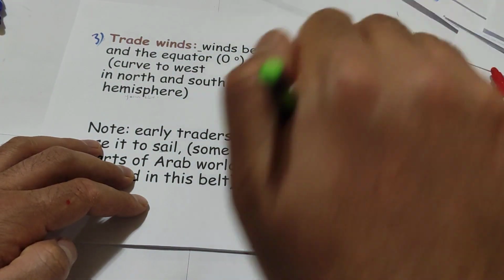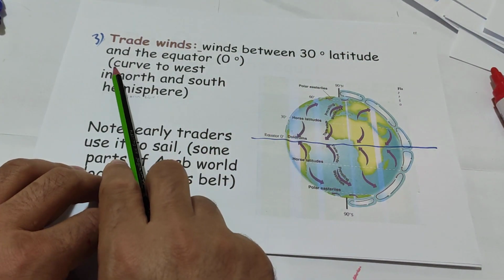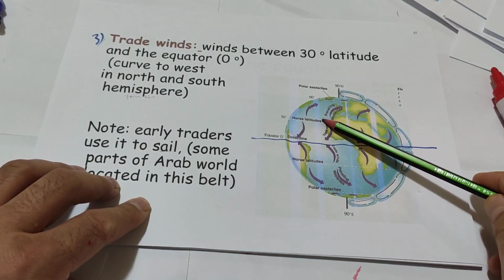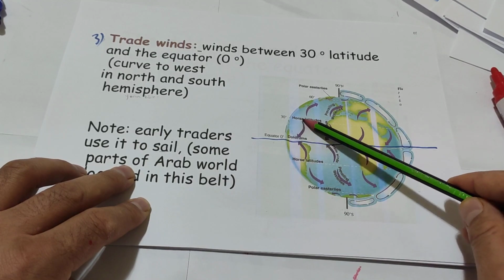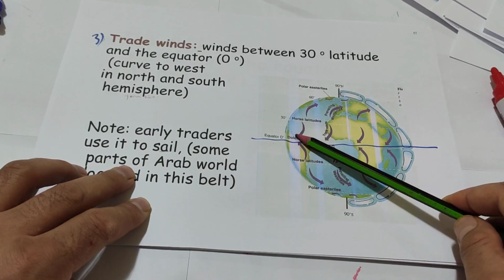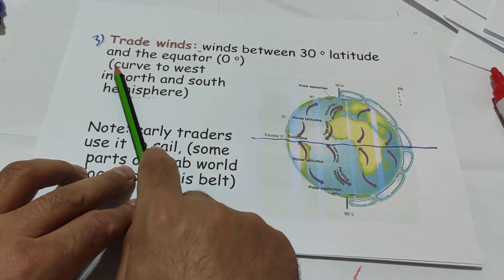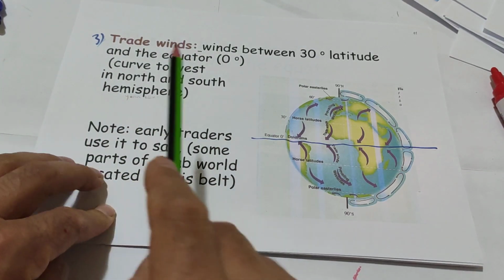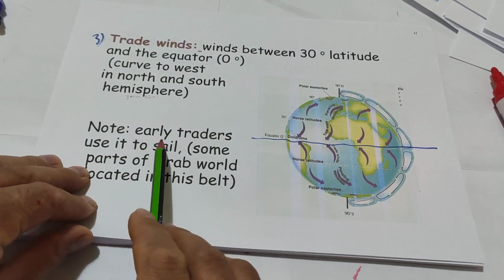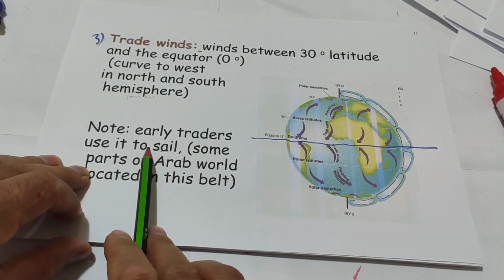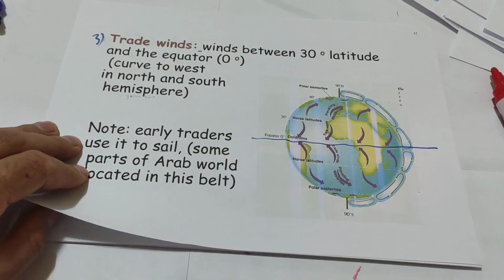Third kind of global winds, trade winds, winds between 30 latitude and 0 latitude. That means from 30 latitude, the horse latitude, to the equator, 0 latitude. So here from 30 latitude to 0 latitude, we call trade winds. They curve to the west in the north and south hemisphere. Early traders used them to sail. Some parts of the Arab world are located in this belt.